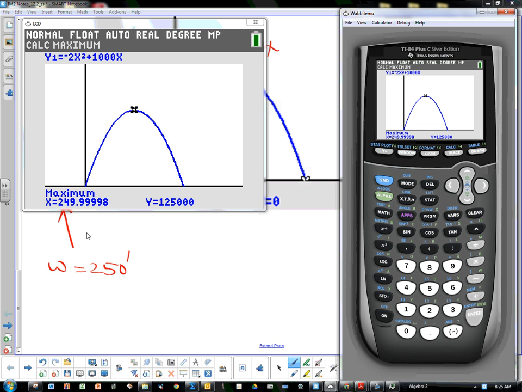And when the width is equal to 250 feet of fencing, the area, A of W, would equal 125,000. Correct me here, it shouldn't just be feet, it should be square feet. This is the largest amount of area that these dogs have to run around in, and you need to take this into consideration before you build it, right? So if the width is 250, the dogs have a lot of room to run around. This is the maximizing area problem.